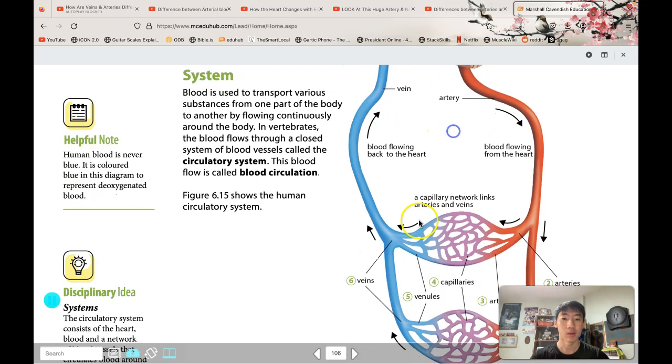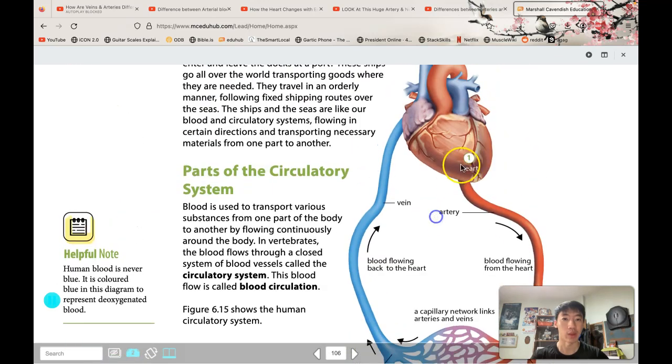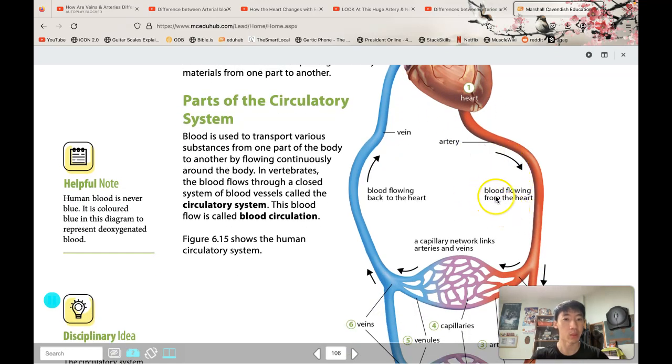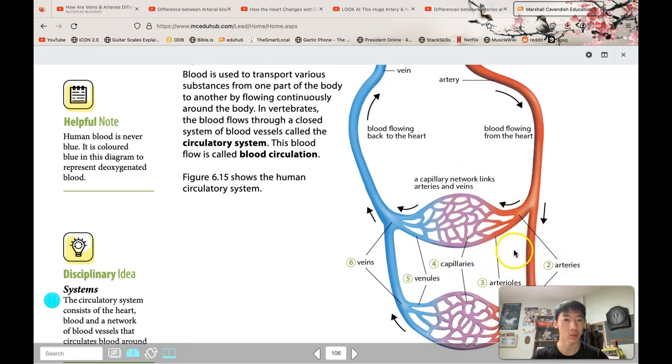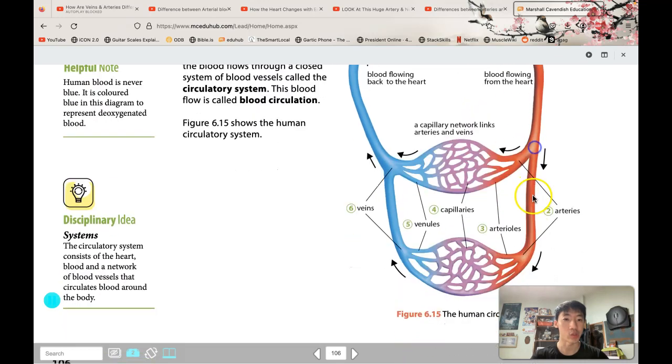And there are 6 main parts here, starting with the heart. The heart is a very big organ, about the size of your fist, mainly made from muscles and a bit of fats and other tissues. Then there are the arteries, where blood will flow from the heart towards the various tissues. The arteries will eventually split into arterioles, which are basically smaller arteries. These arterioles will then split again into capillaries, and this is where the exchange of nutrients and oxygen will happen.